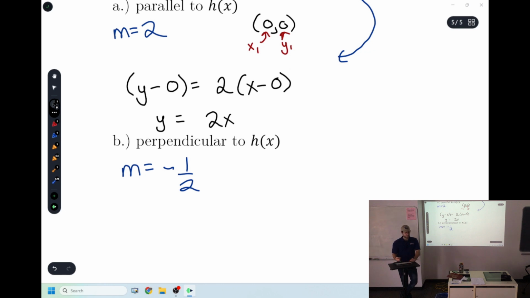And so I think we're going to have a pretty parallel argument for the next one, which would be y equals negative 1/2 x.